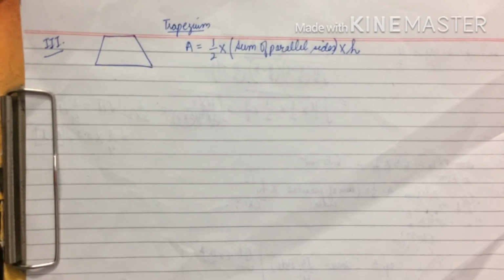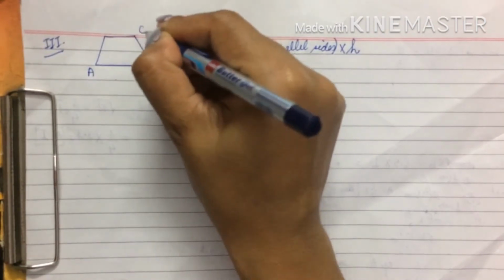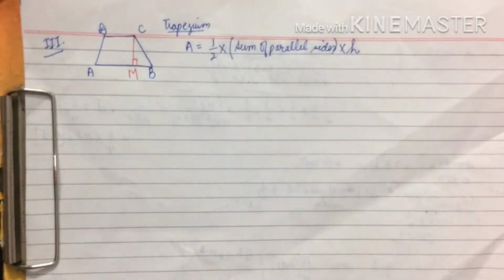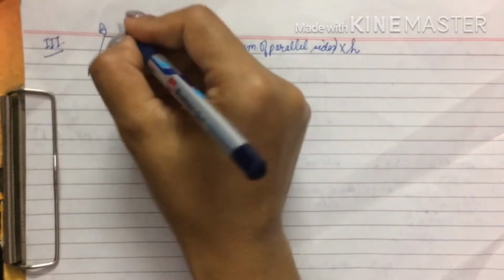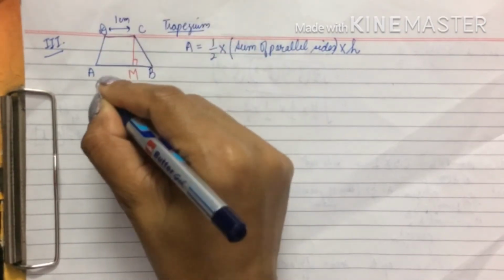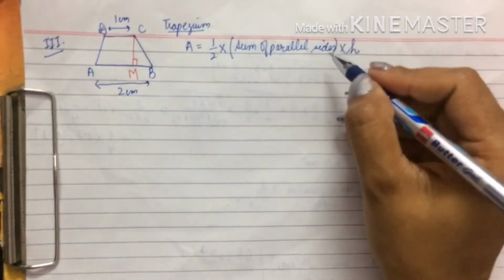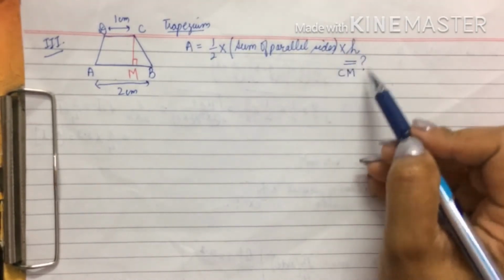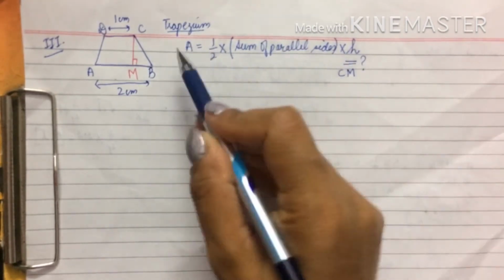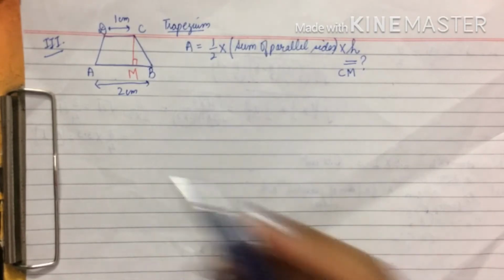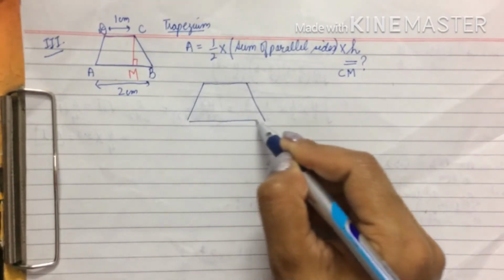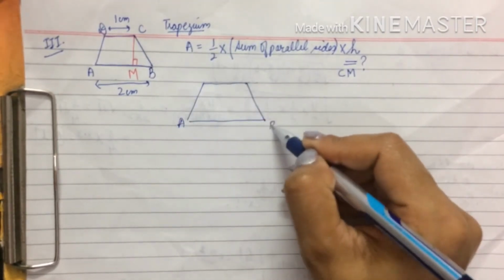Let us draw the height for this trapezium. Let's name the trapezium as ABCD. Let the height be CM. I have the parallel sides as 1 centimeter and 2 centimeters, but I do not have the height of the triangle, which is represented as CM. So I'll be working a little to find out the height, and then I'll apply this formula to find out the area of the trapezium. For the purpose of calculating the height, I'm going to divide my trapezium into 2 parts, one a parallelogram and the other one a triangle.